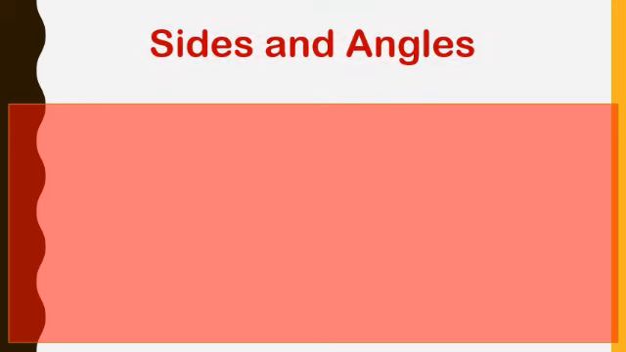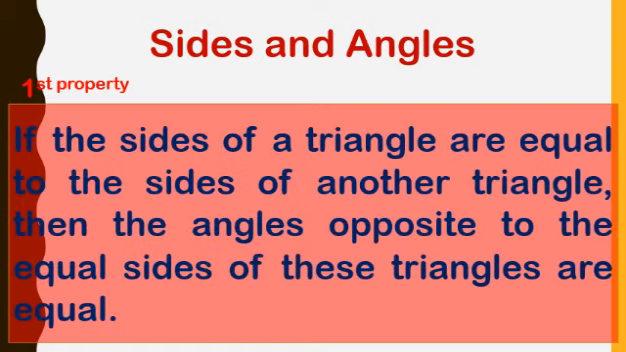In the last classes, we learned about the first property of equal triangles and problems related to it. What was the first property of equal triangles? When three sides are equal, we know the angles opposite to equal sides are equal, right? Let us see it again. First property: if the sides of a triangle are equal to the sides of another triangle, then the angles opposite to the equal sides of these triangles are equal.